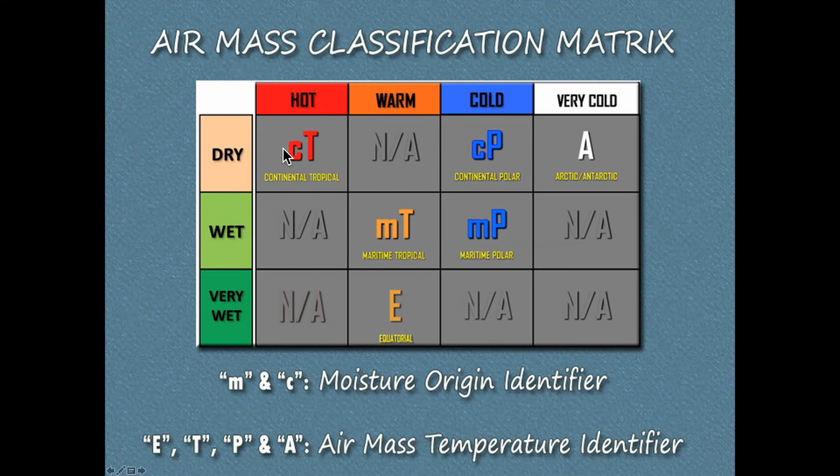Okay, you tend to find continental tropical. This is very hot, dry. West Texas, New Mexico, Arizona, the Mexican desert, the Mojave Desert, Sahara, middle of Australia. So it's a pretty simple graphic: dry, wet, very wet, hot, warm, cold, very cold. Okay.